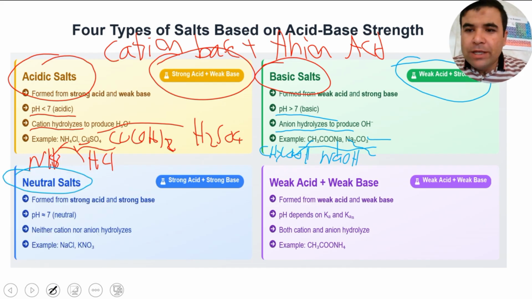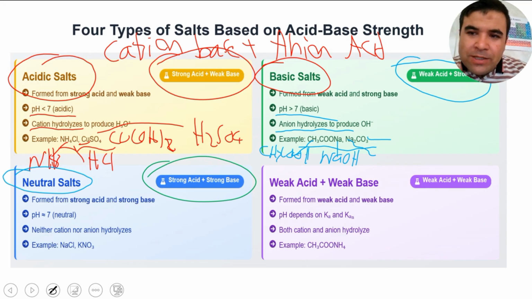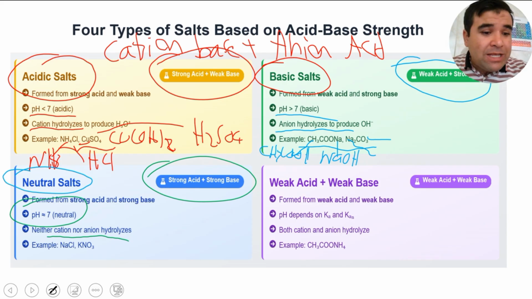A neutral salt is a salt whose cation and anion are obtained from strong bases and strong acids. So with strong acid and strong base combinations, the cation from a strong base and the anion from a strong acid form a neutral salt. A neutral salt is neutral. Its pH equals 7, which means pOH equals 7, with neither cation nor anion hydrolysis. It does not undergo anion or cation hydrolysis. Examples are NaCl and KNO3, which are obtained from a strong acid and a strong base.